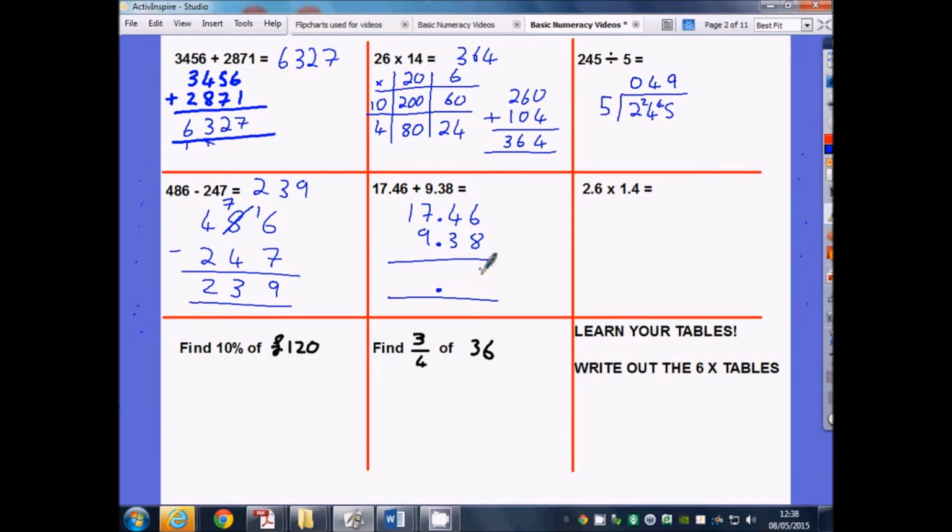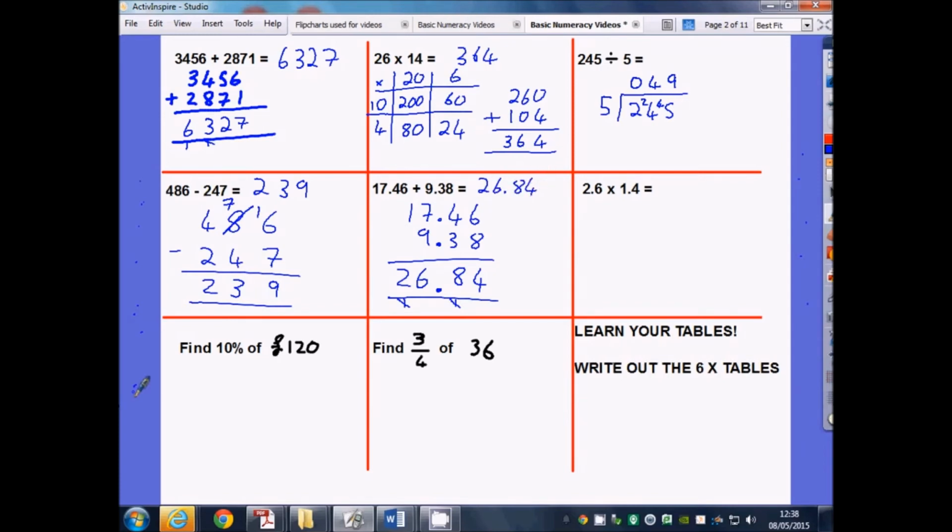6 add 8 is 14. 4 goes there, carry the 1. 4 add 3 is 7. Add the carried 1, gives me 8. Decimal points in there. 7 add 9 is 16, so the 6 goes there, carry the 1. 1 add 1 gives me 2. 26.84.